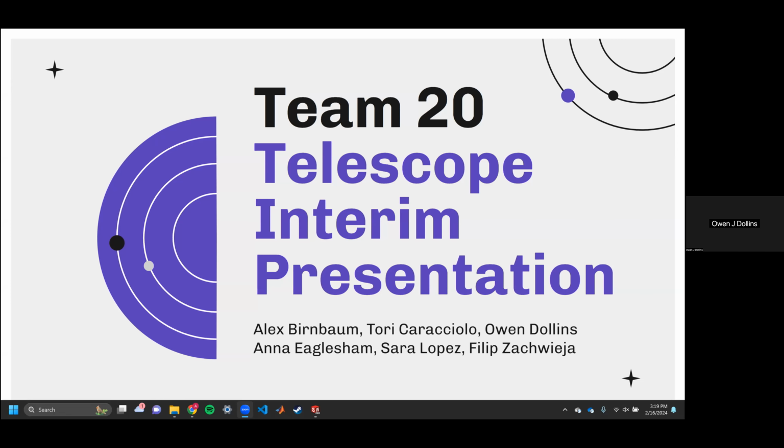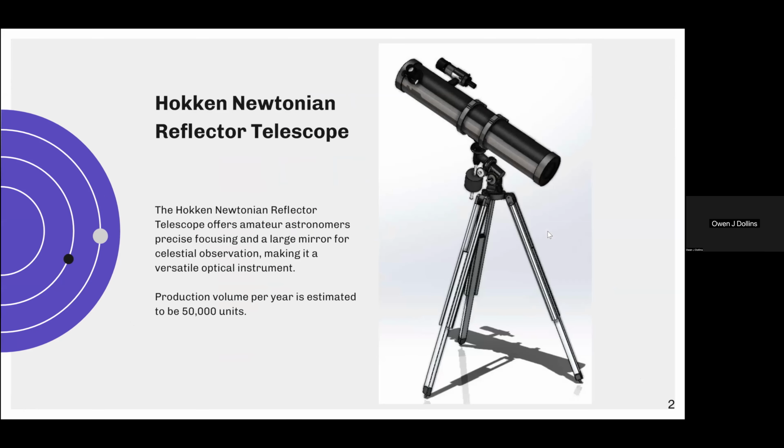We're Team 20 doing our interim presentation on the Hoken Newtonian Reflector Telescope. So the Newtonian Reflector Telescope is a telescope designed for amateur astronomers who use this for their casual celestial observation, and we estimate production volume per year to be 50,000 units.